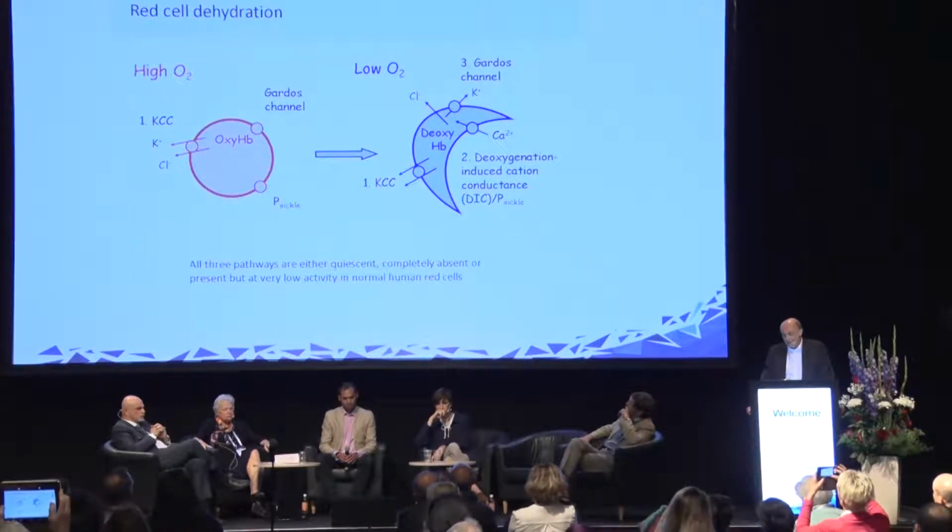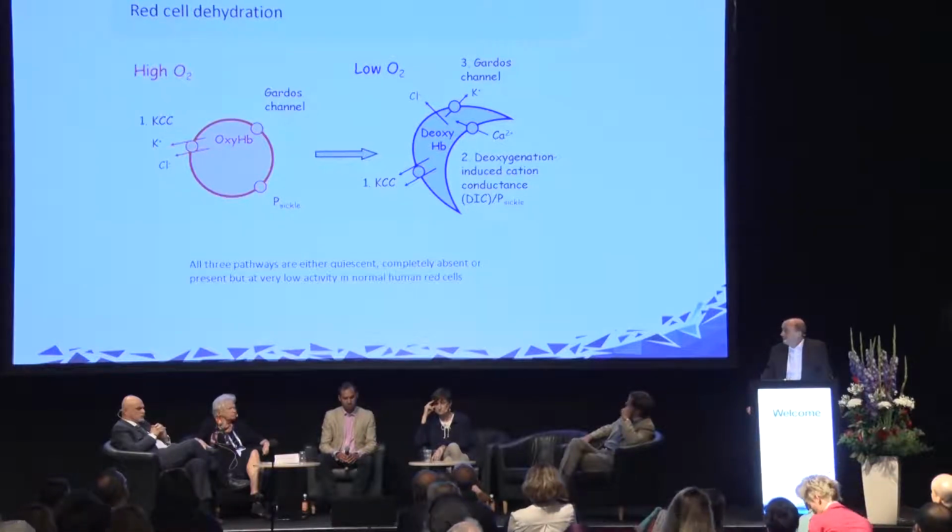These are diagrams showing the cation loss pathways which are active in sickle cell, not active in normal cells. In brief, you have a proposed pathway, P-sickle, through which calcium enters and activates the Gardos channel through which potassium and chloride leave. And there's a net loss of cations and a net loss of water resulting in red cell dehydration.